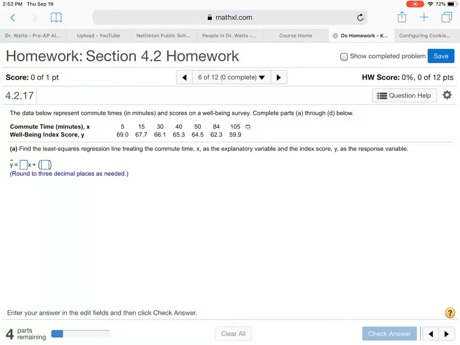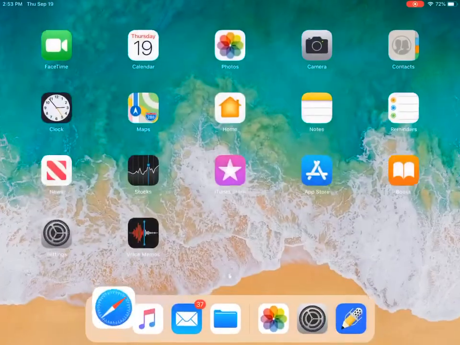This is a video of how to work problem 6 out of the homework for section 4.2. It gives us a data set where X is the commute time and Y is the well-being index score. We see from part A that we're supposed to find the least squared regression line. And so we need to put this data into our calculator.